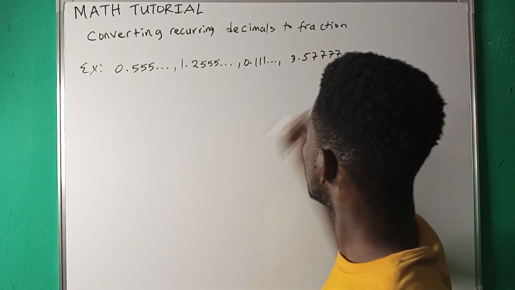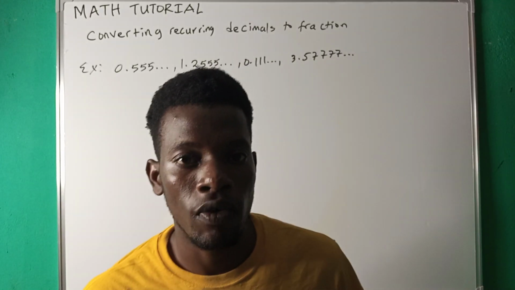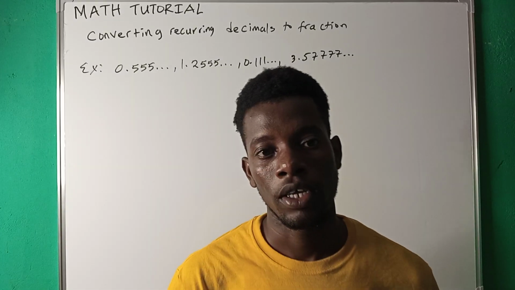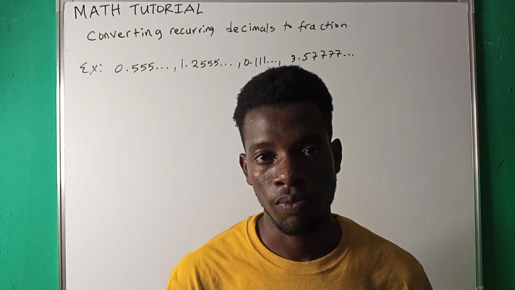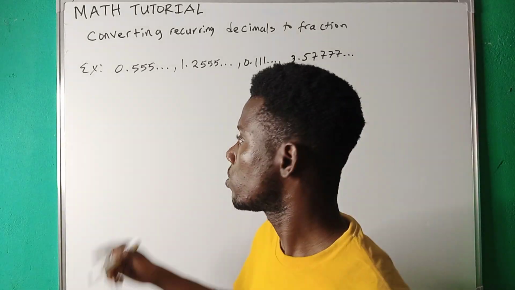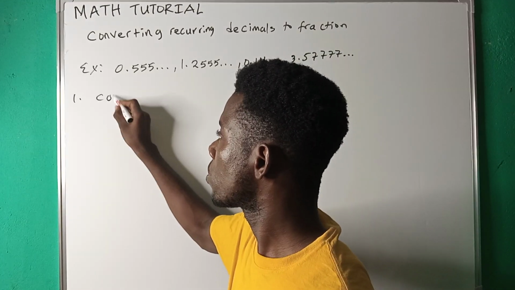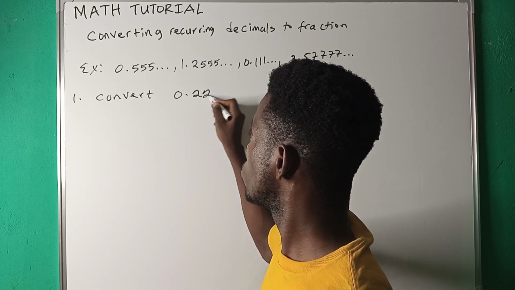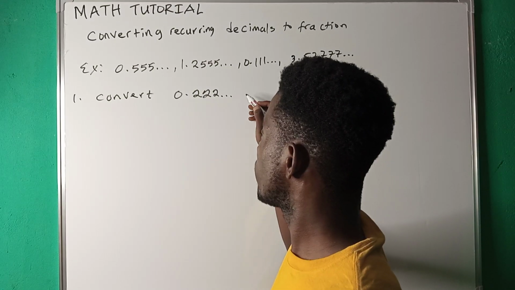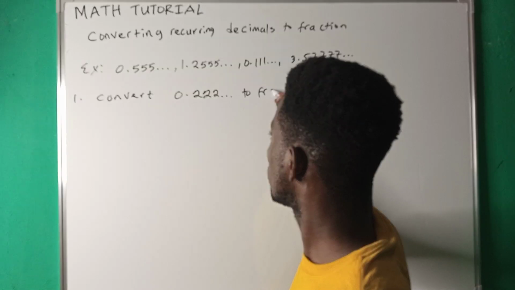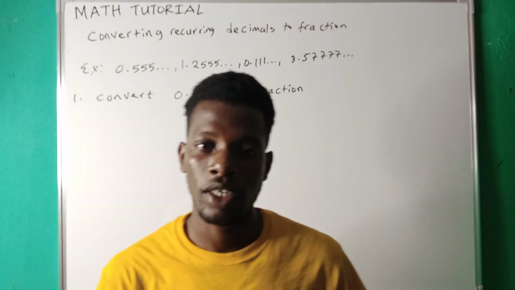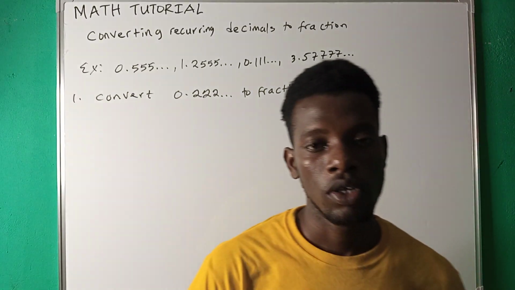3.57777... and so on. How do we convert decimals like these to fractions? We're about to do one example, and then we'll give you some examples to do. So let's look at example number 1. Convert 0.222 repeating indefinitely to a fraction. So we are told to convert 0.22222... to a fraction.